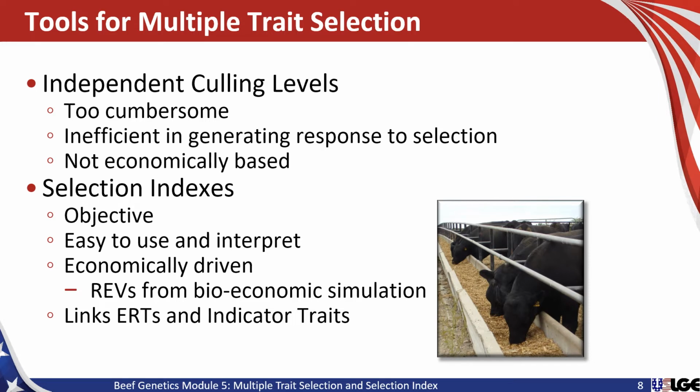Selection indexes, on the other hand, are objective and easy to use and interpret. They are economically driven, and the relative economic values, or REVs, arise through either bioeconomic simulation or a combination of that and partial budgeting approaches. And they allow a linkage between economically relevant traits and indicator traits.